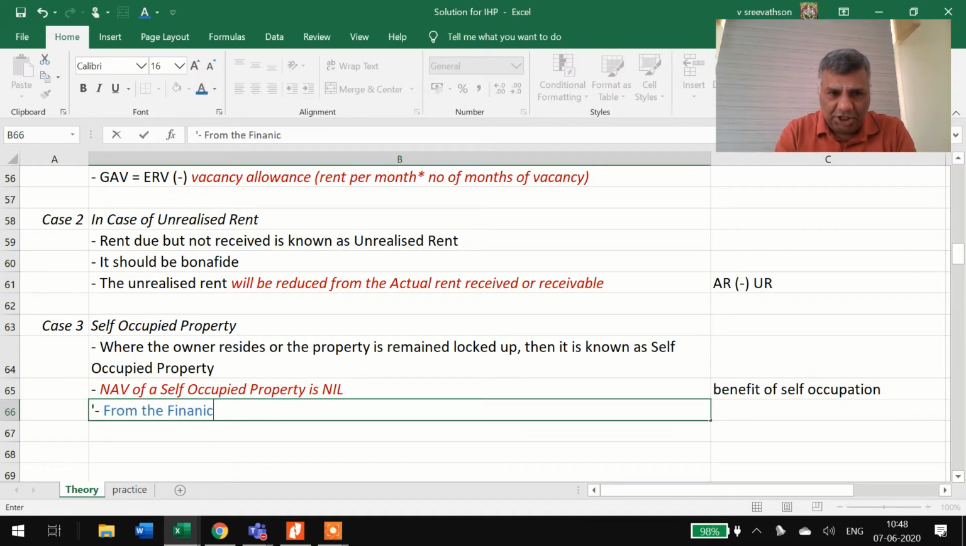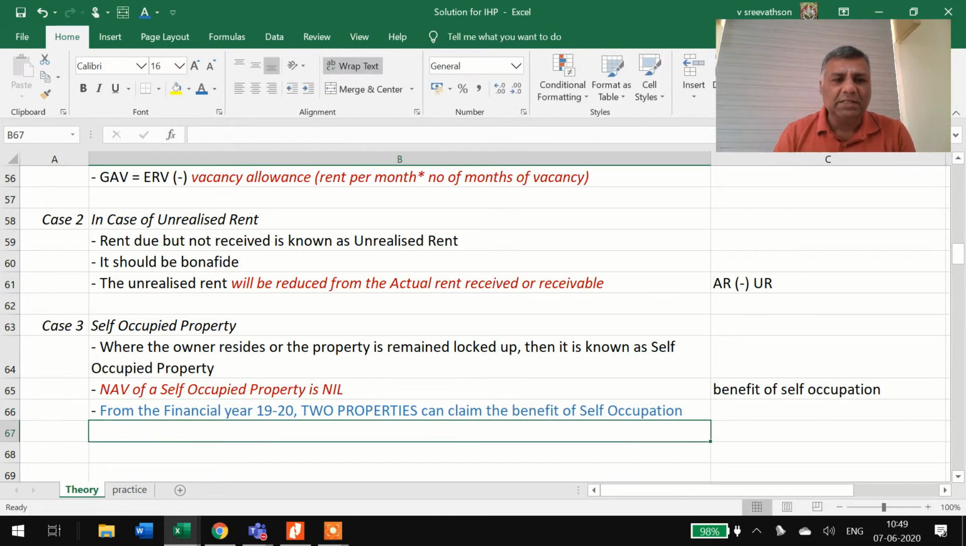From the financial year 1920, this is an amendment for you: two properties can claim the benefit of self-occupation. This is the biggest benefit you are getting. From the financial year 1920, the benefit of self-occupation is available for two properties.